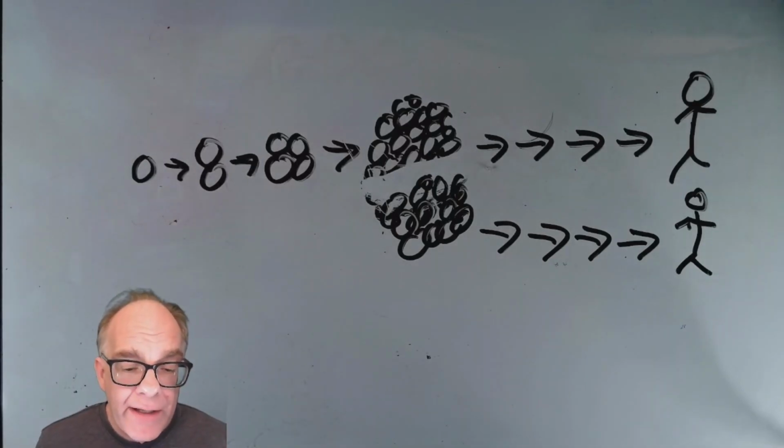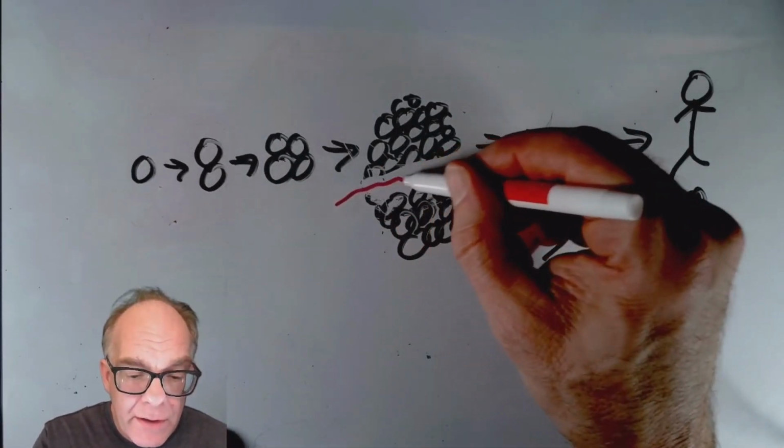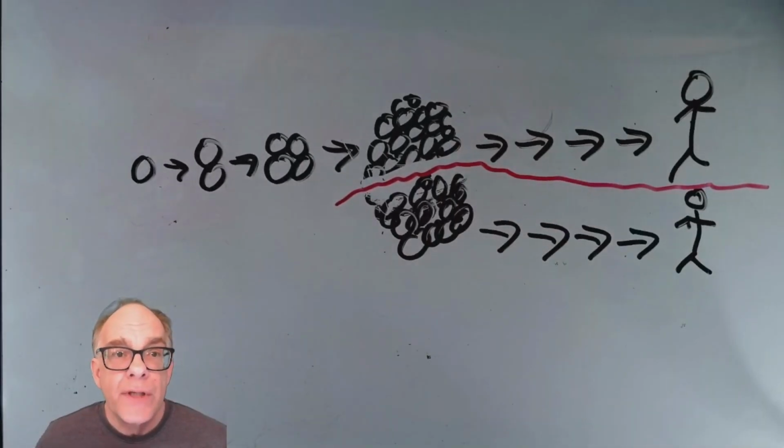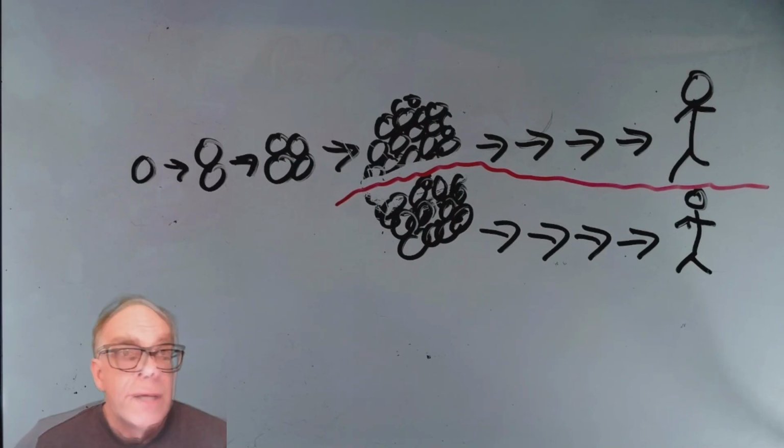And because of that, that is going to result in two different individuals being produced. And again, these are going to be identical twins or monozygotic twins.